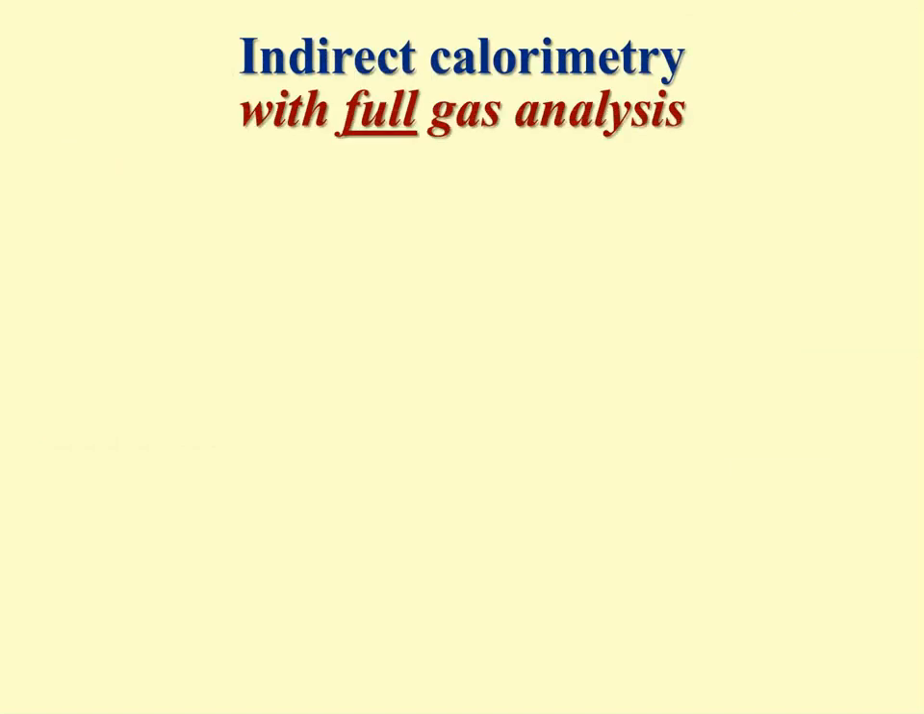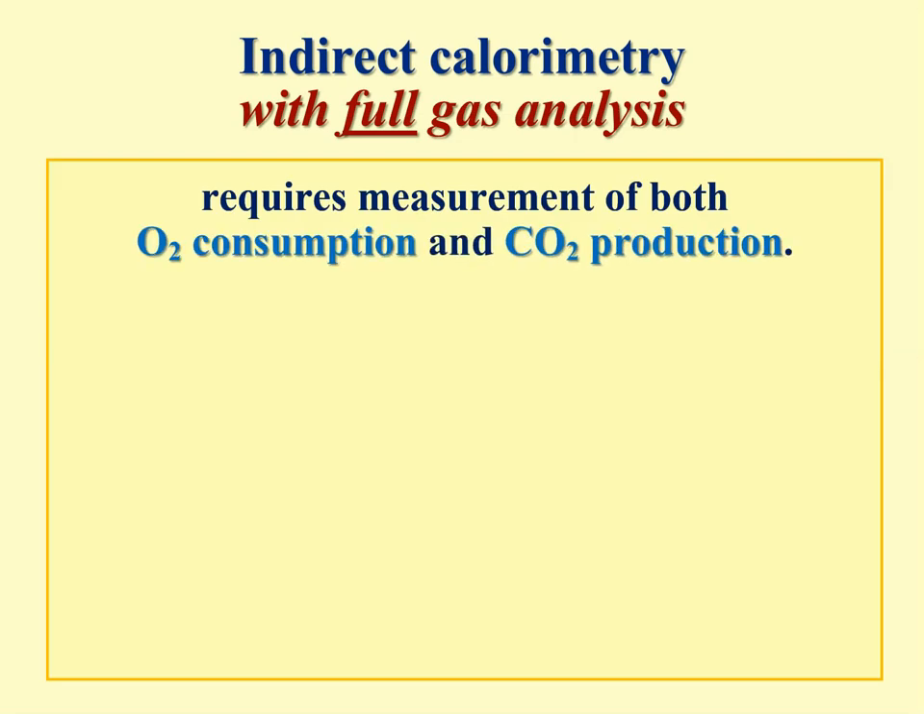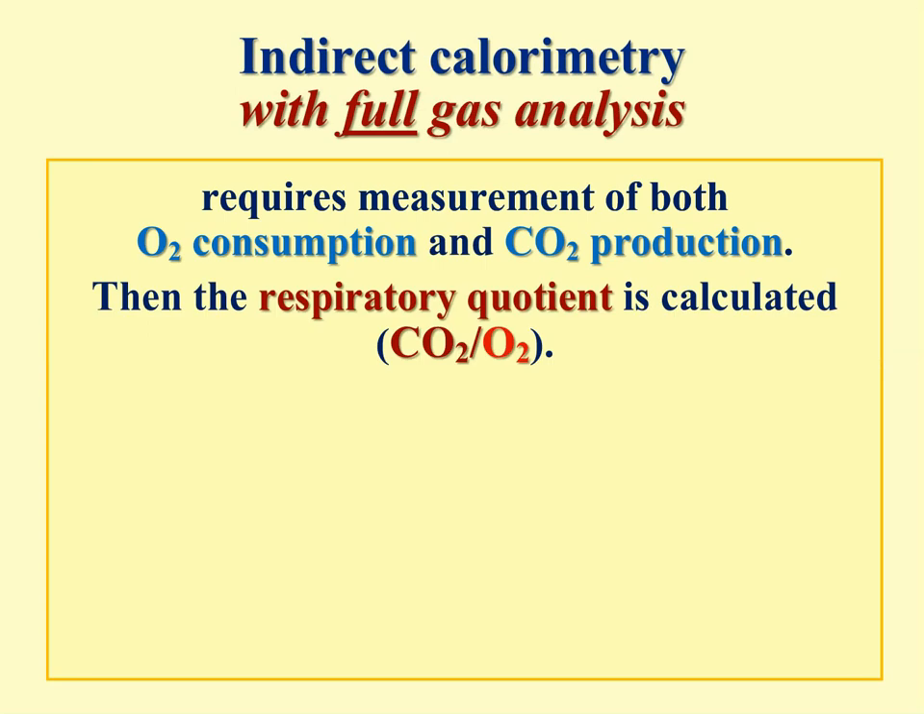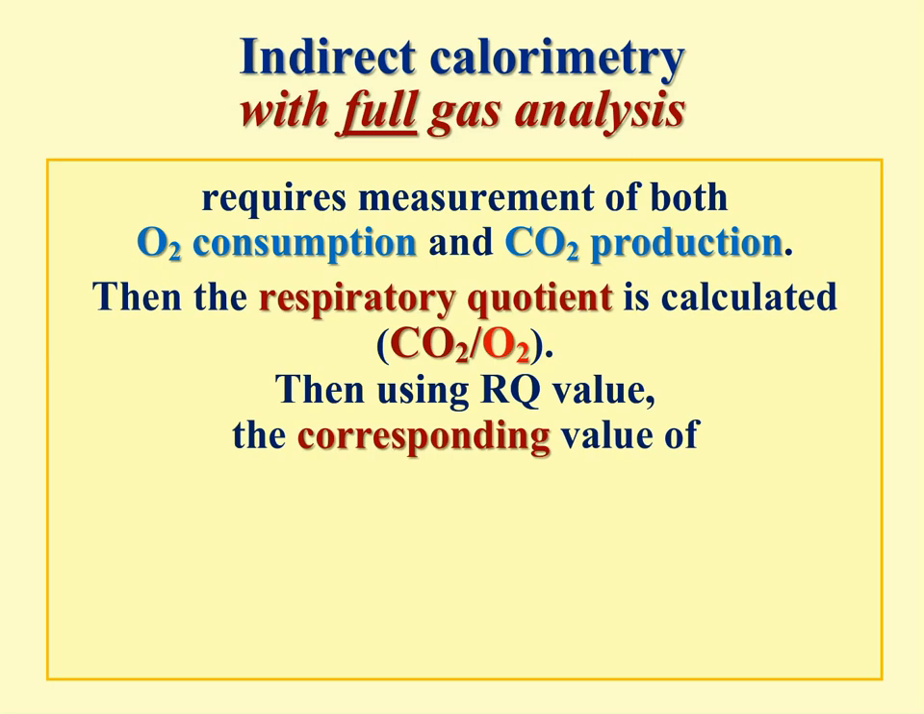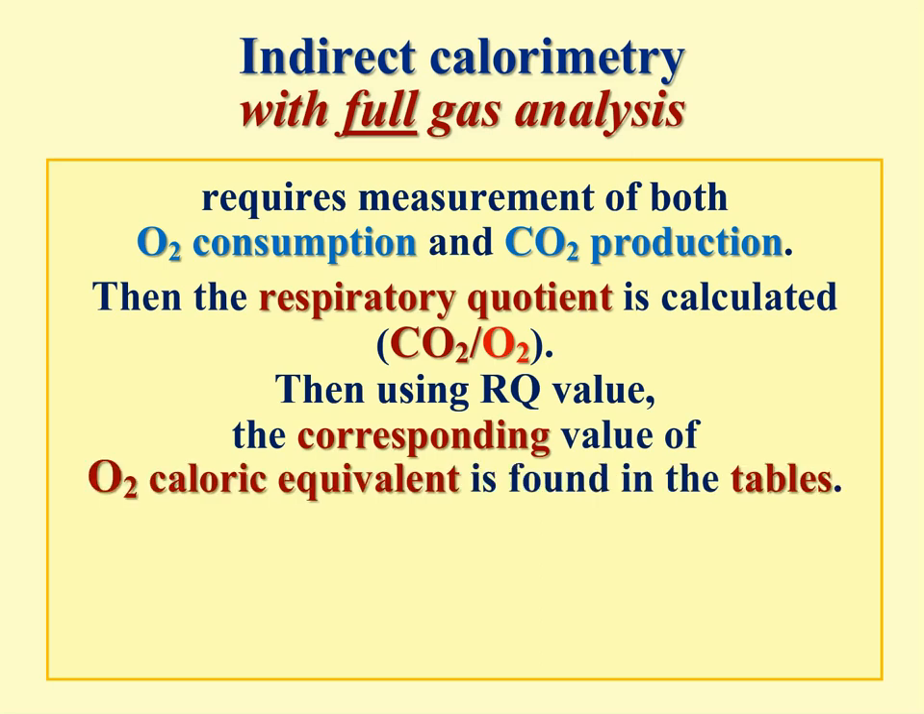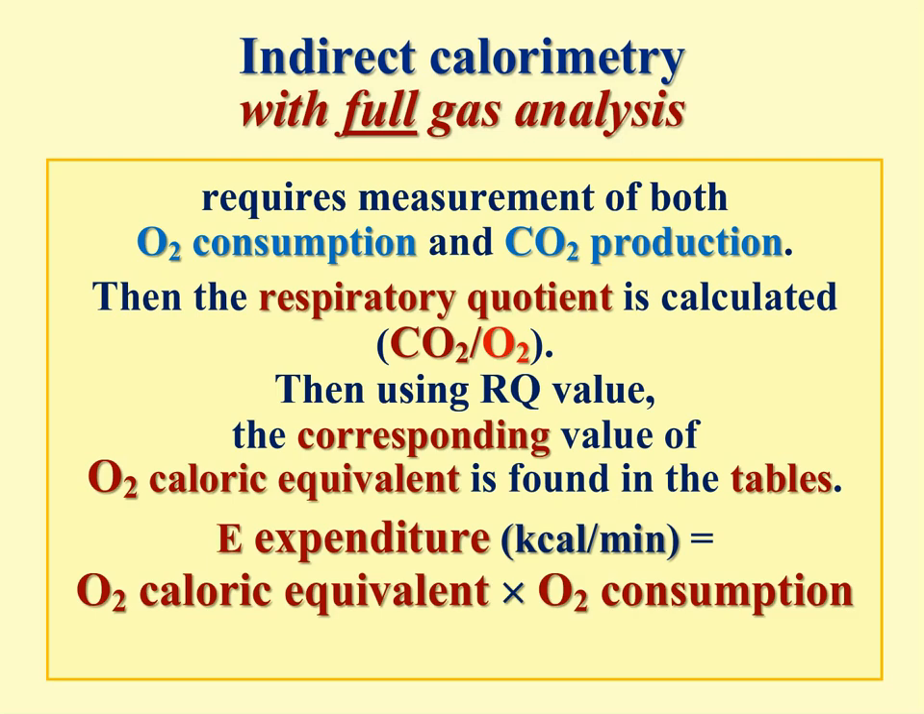So now, two subtypes of indirect calorimetry. One is more complex and another one is very simple. Indirect calorimetry with full gas analysis requires measurement of both factors, oxygen consumption and CO2 production. So we calculate the real respiratory quotient, or respiratory exchange ratio, if you remember, to be exact. And then, using the value of the respiratory quotient, we find the corresponding value of the caloric equivalent of oxygen from the tables.